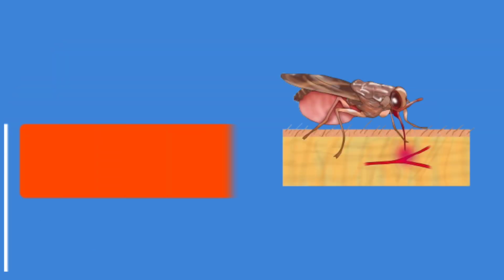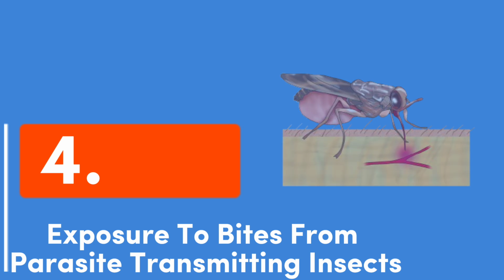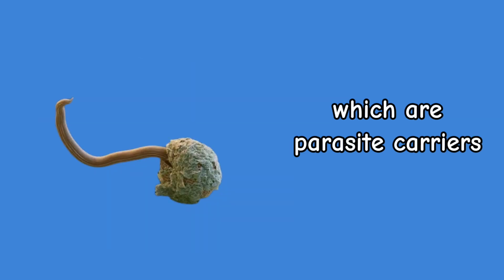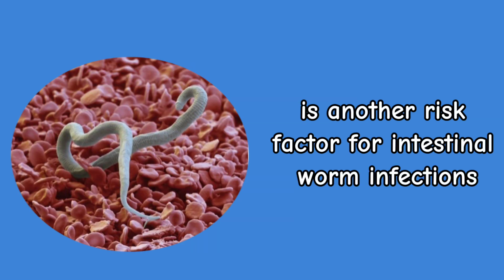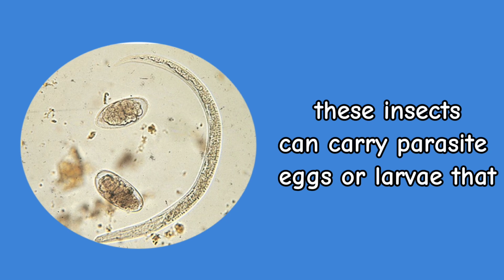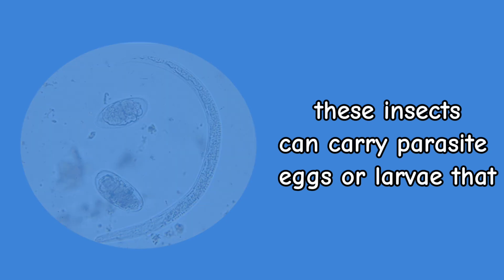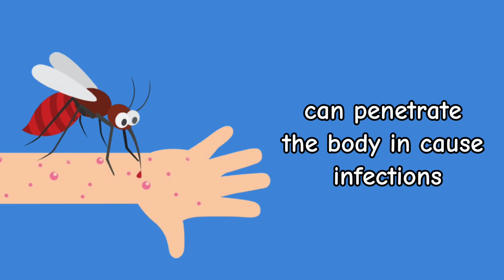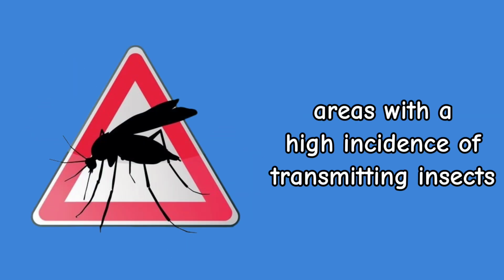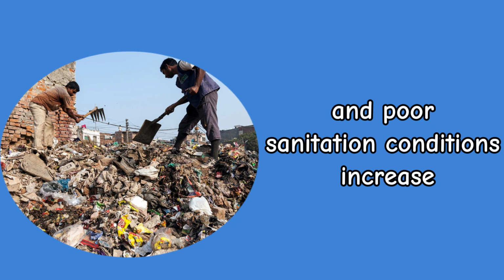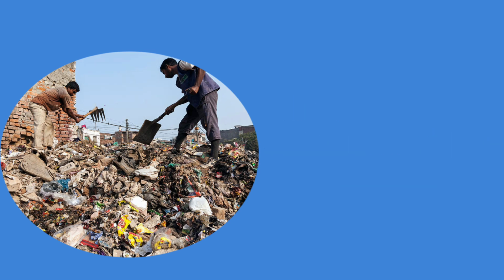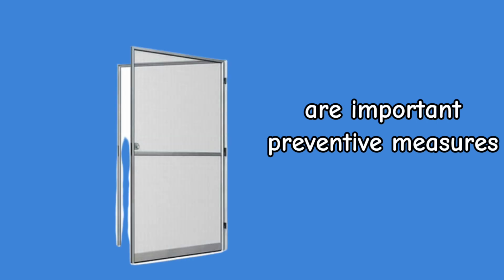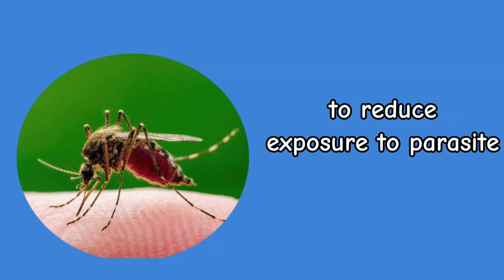4. Exposure to bites from parasite-transmitting insects. Exposure to bites from insects like mosquitoes and flies, which are parasite carriers, is another risk factor for intestinal worm infections. These insects can carry parasite eggs or larvae that, when deposited on human skin through their bites, can penetrate the body and cause infections. Areas with a high incidence of transmitting insects and poor sanitation conditions increase the contamination risk. Using repellents, appropriate clothing, and screens on windows and doors are important preventive measures to reduce exposure to parasite-transmitting insect bites.